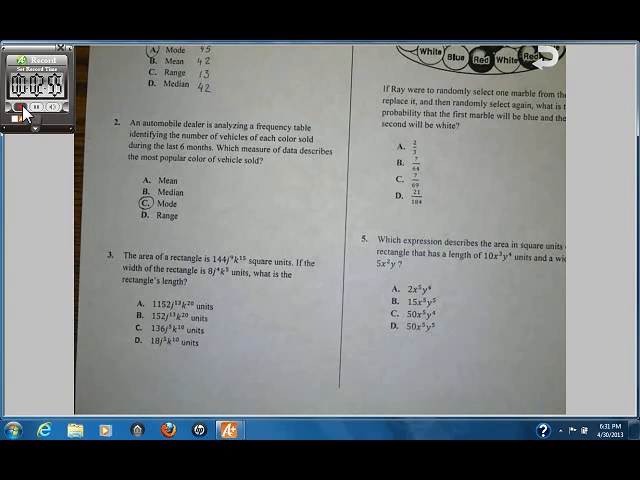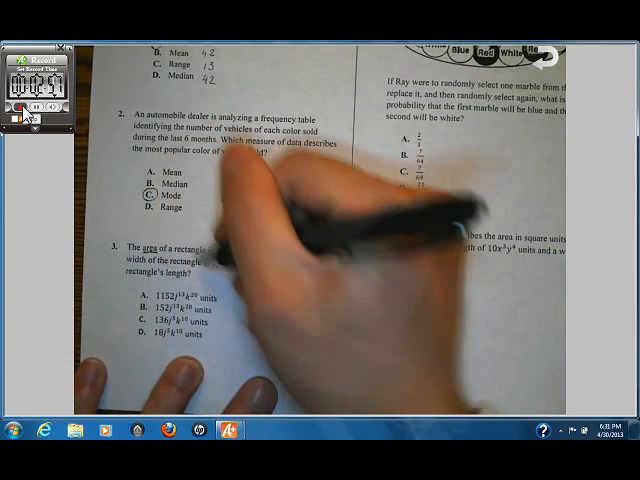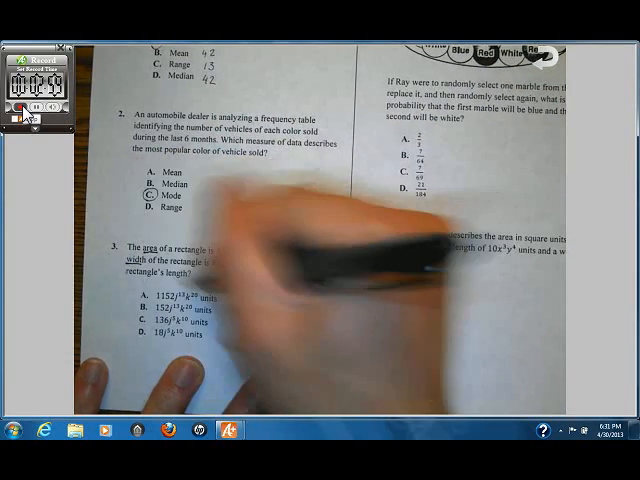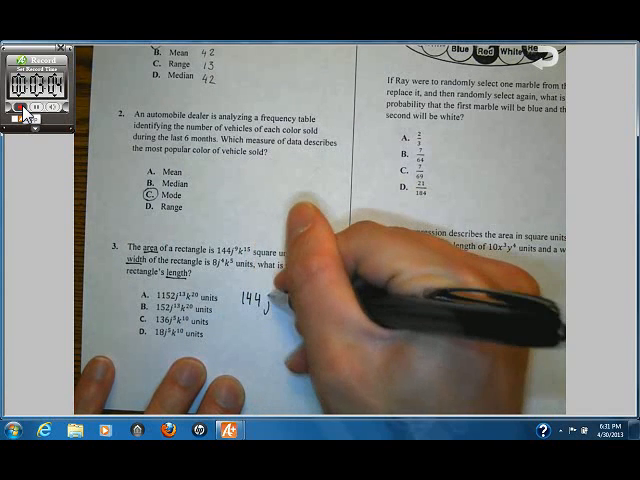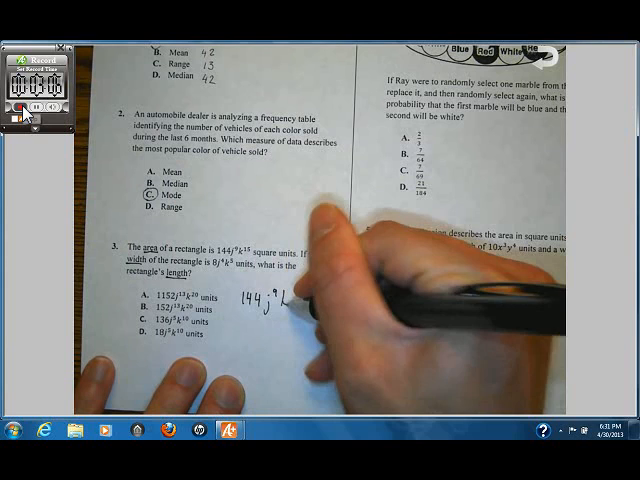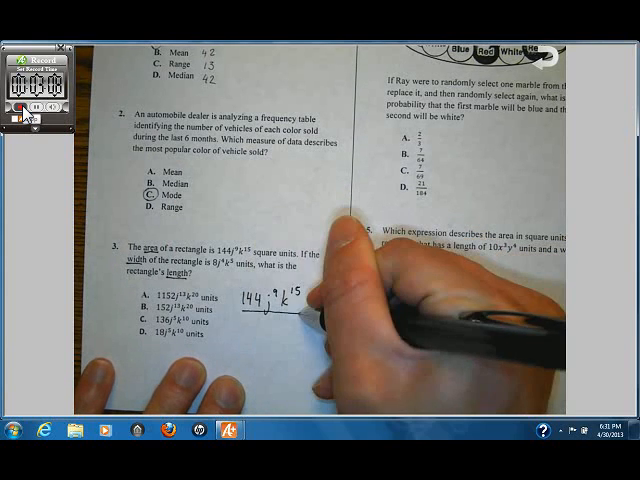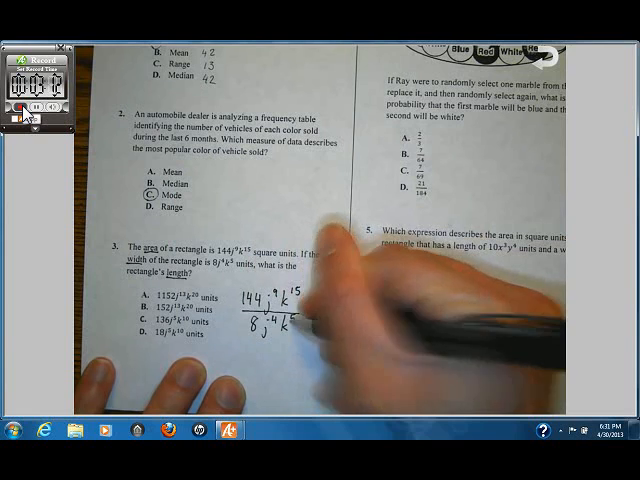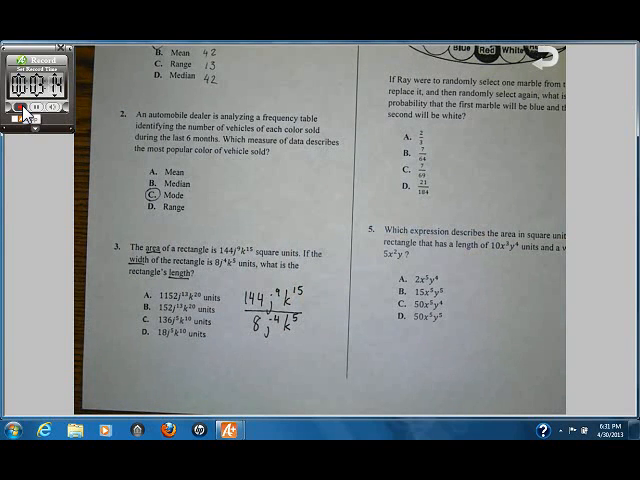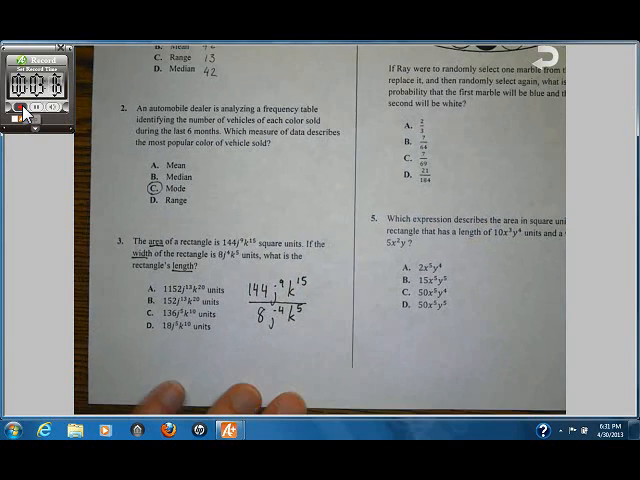You have an area and you have a width, and it's asking for the length. So basically you are going to take 144 j to the 9th k to the 15th divided by 8 j to the 4th k to the 5th. This is high. Do you recognize your exponent rules? And also, can you divide 144 by 8?